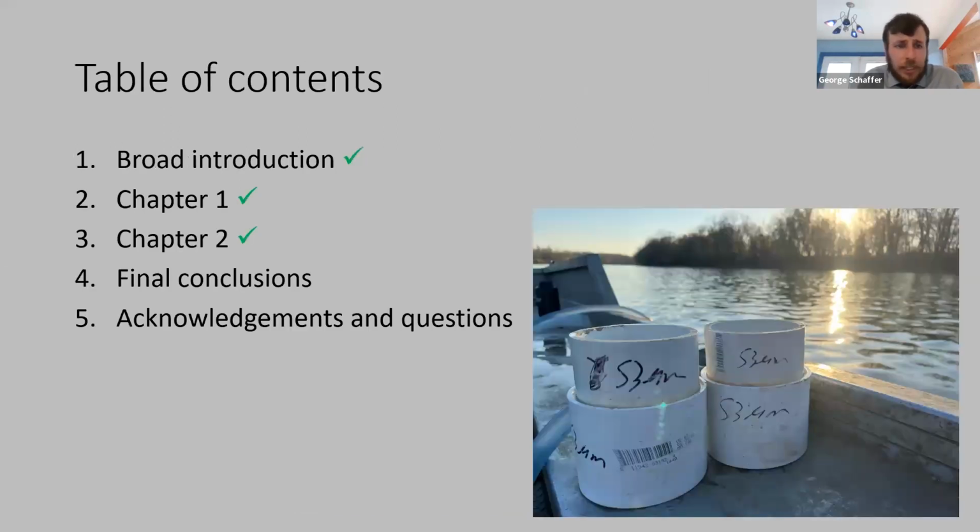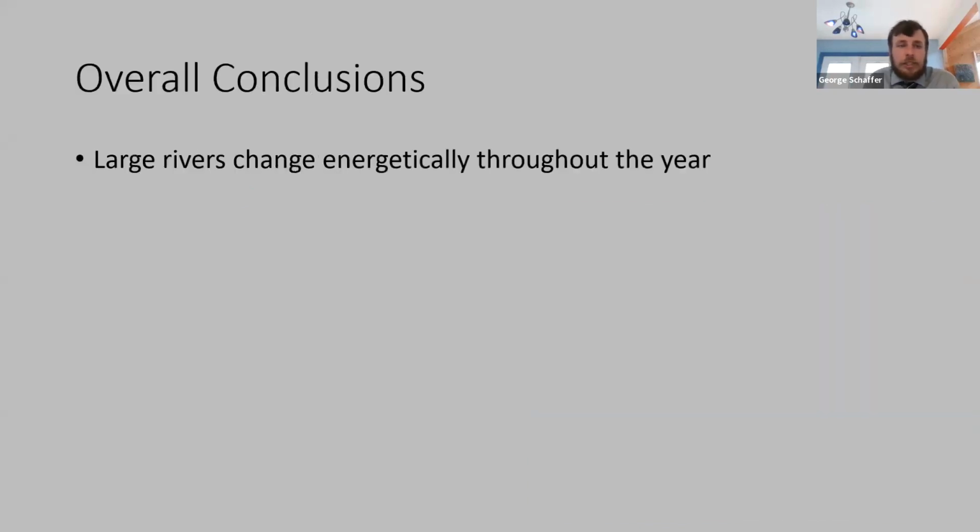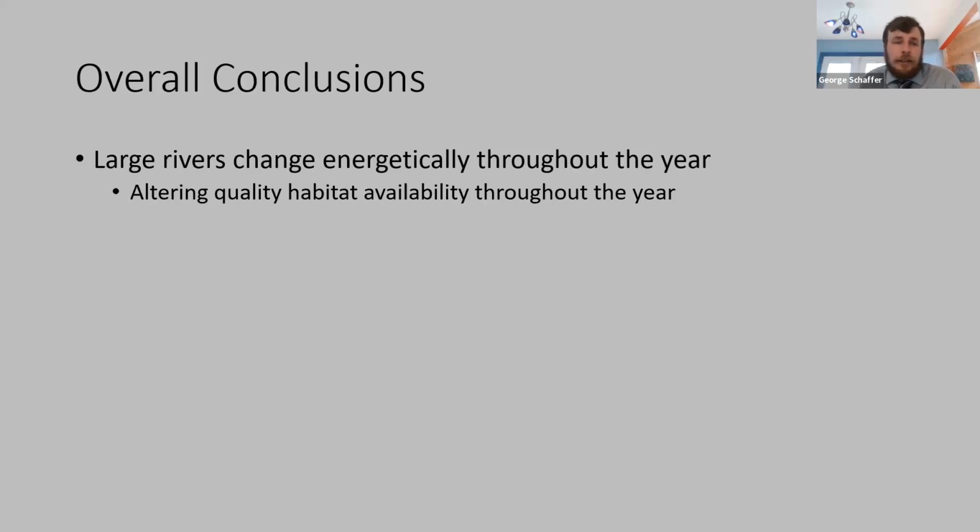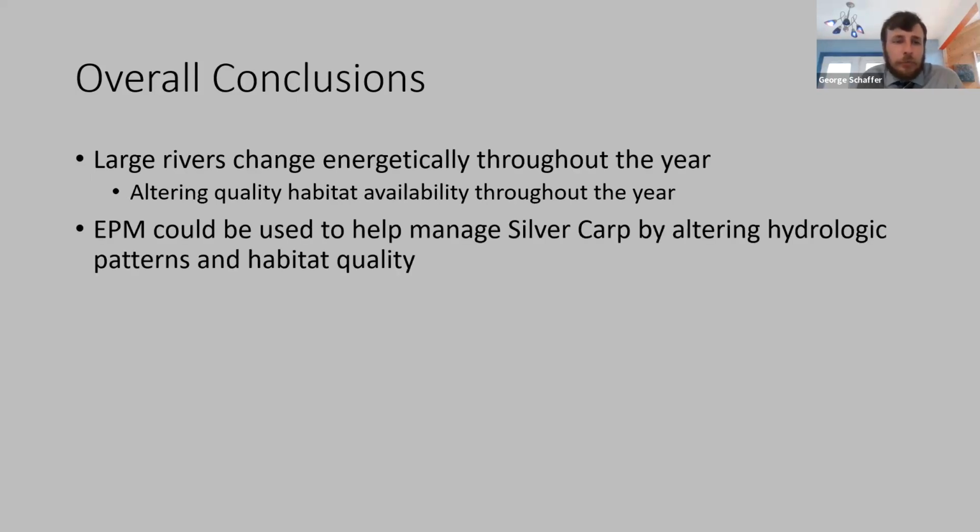So, wrapping up chapter 2, getting into our final conclusions. Our overall conclusions are that large rivers change energetically throughout the year, and this then alters quality habitat availability throughout the year for the planktivores that inhabit these systems. Environmental pool management could be used to help manage silver carp by altering the hydraulic patterns and then in turn habitat quality.